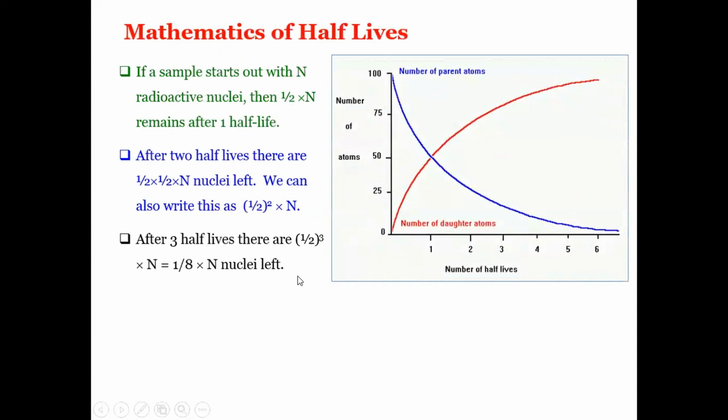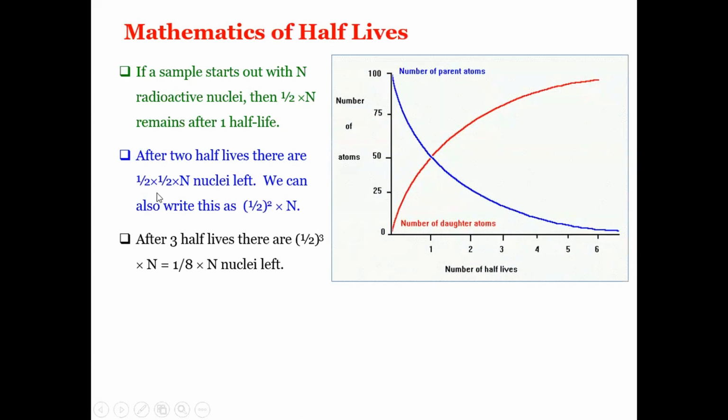We have already seen that if a sample starts with N radioactive nuclei, then half of the sample will be left after one half-life. This can be seen in this curve: after one half-life, it becomes 50%. The next 50% decrease will occur in the second half-life, and the next will be in the third half-life.